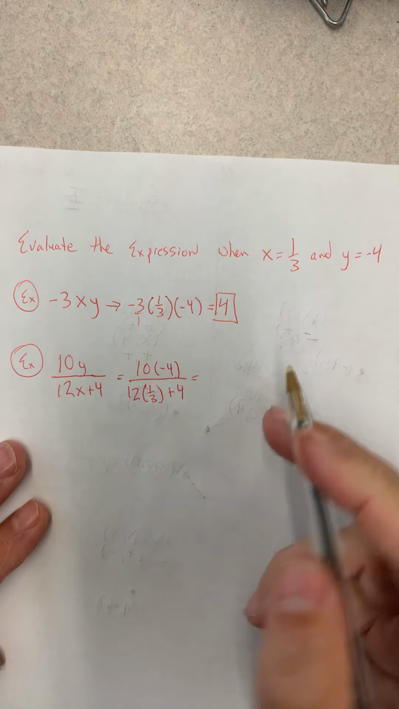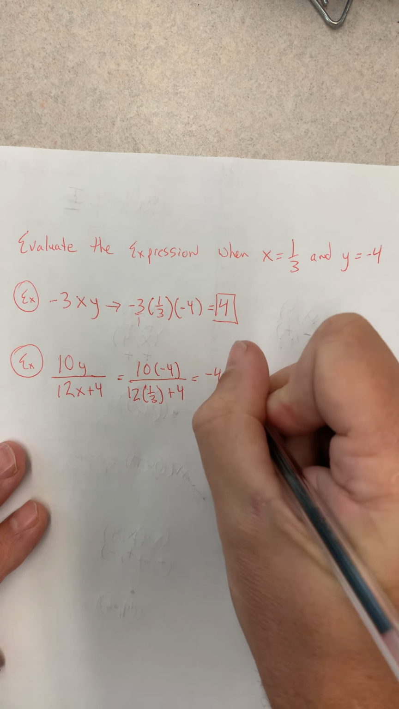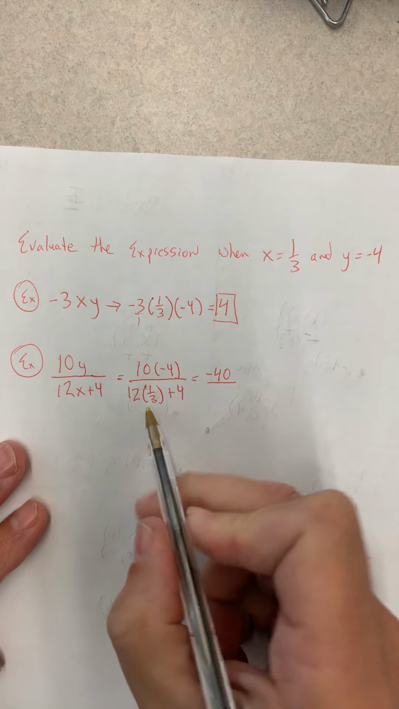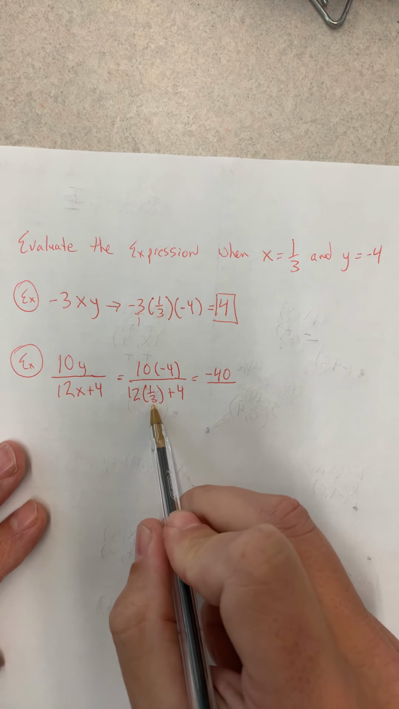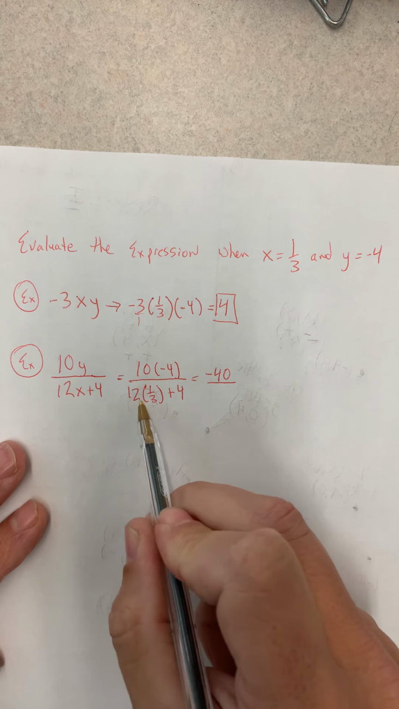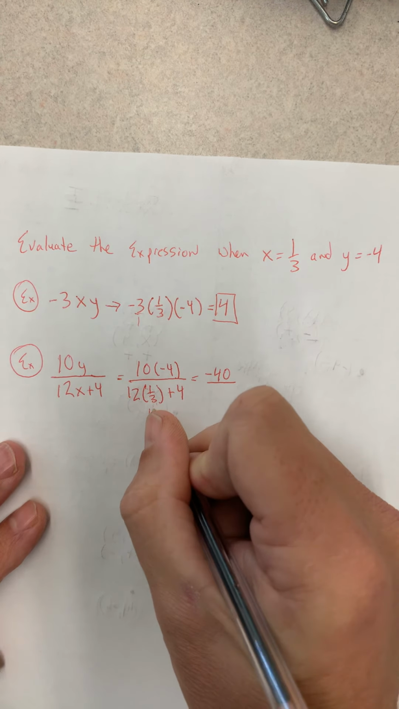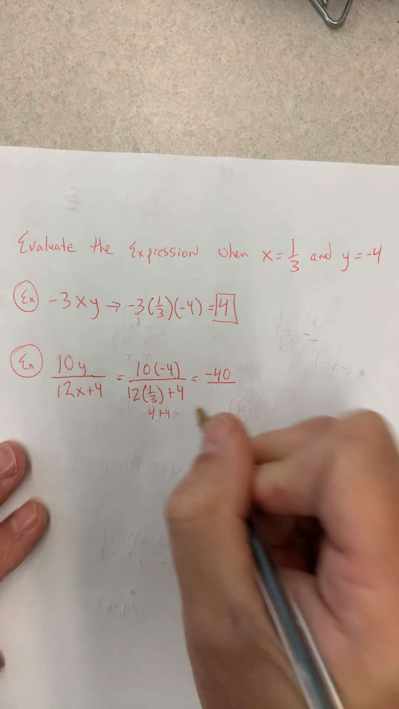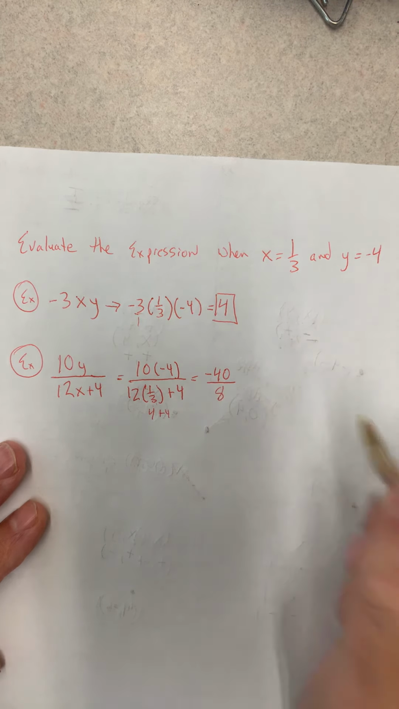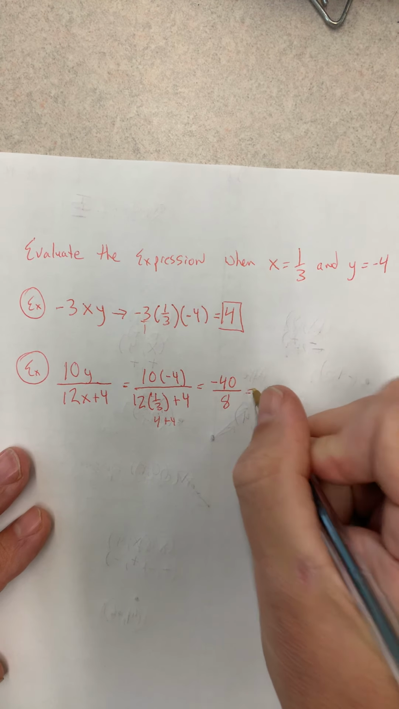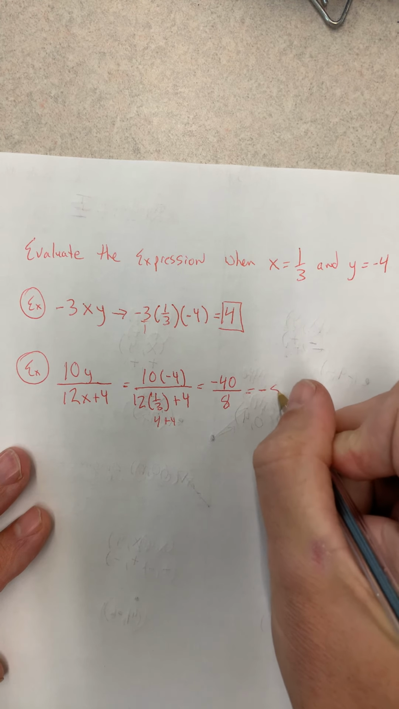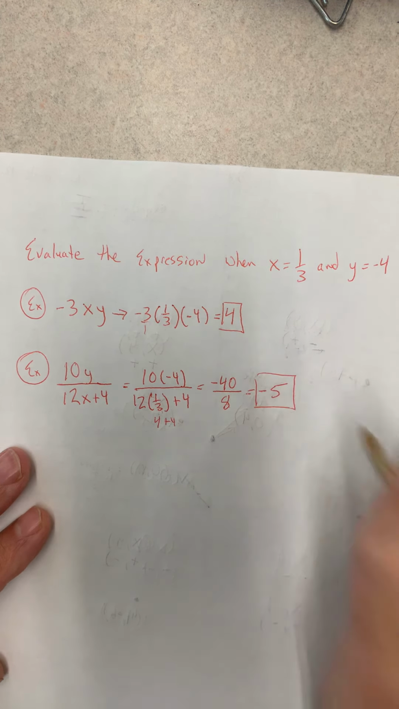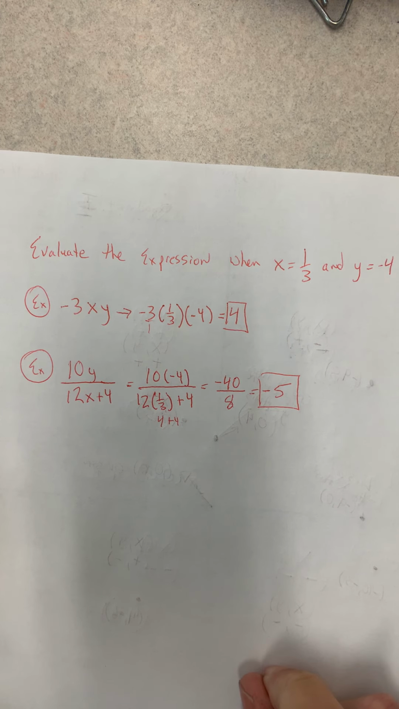Simplify. 10 times -4, -40, divided by 12 times 1/3, or 12 divided by 3. Multiplying by a third is the same as dividing by 3. 12 divided by 3 would be 4, plus 4, well, that gives me 8. I would simply take -40 divided by 8. That gives me -5, and I'm done.